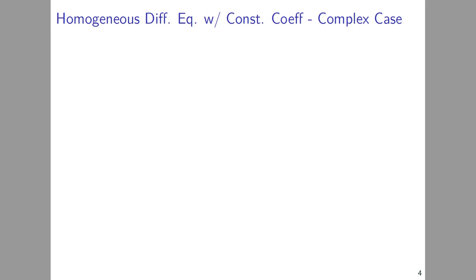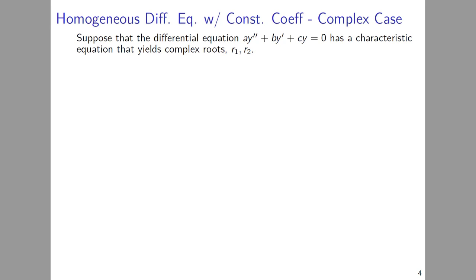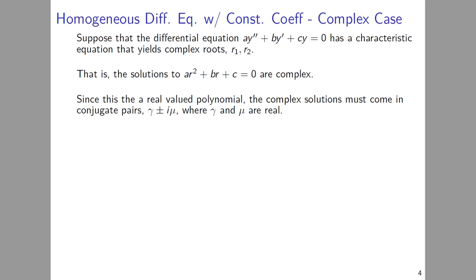So let's suppose that the differential equation ay double prime plus by prime plus cy equals 0 has a characteristic equation that yields complex roots r1 and r2. That is, the solutions to ar squared plus br plus c equals 0 are complex. And since this is a real valued polynomial, the complex solutions must come in conjugate pairs, gamma plus or minus i times mu, where gamma and mu are real values.